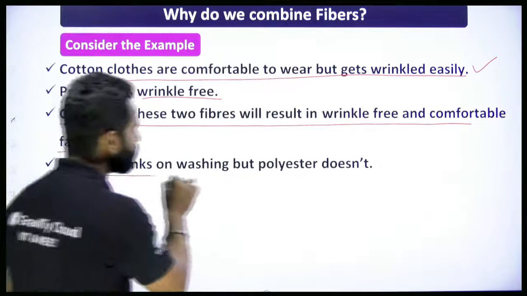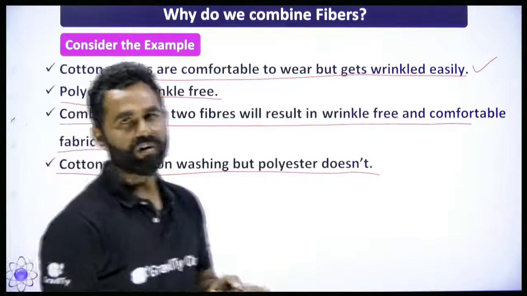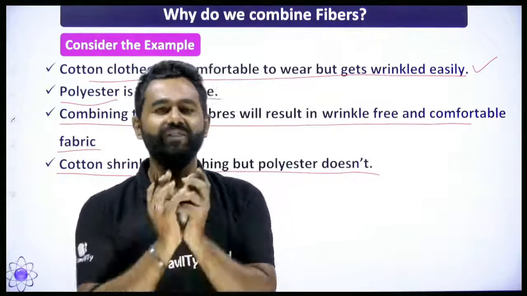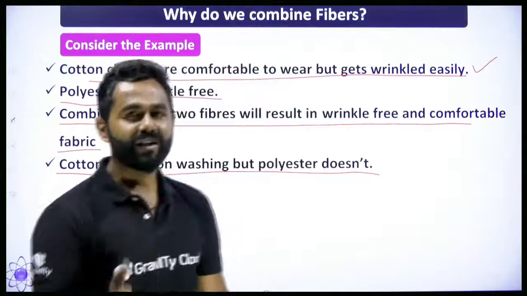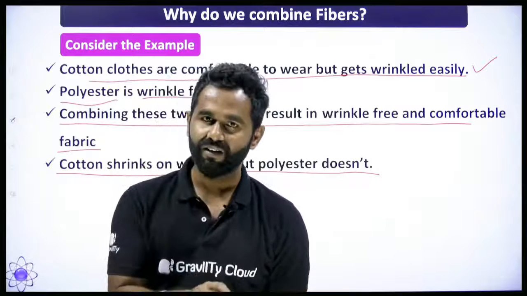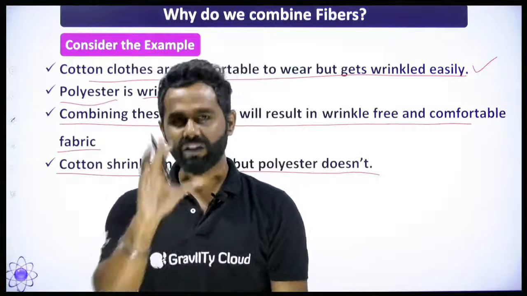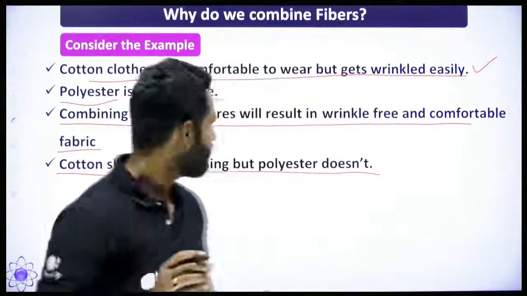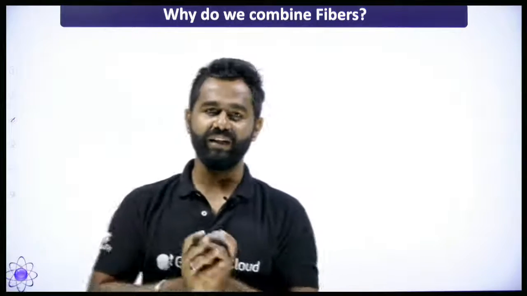Also, cotton shrinks on washing, but polyester doesn't. Cotton shrinks on washing, but polyester does not shrink. So when you mix them, the final cloth will not shrink much. It will shrink a bit, but not much. That means the limitations of using cotton are reduced. Cotton wrinkles, we reduced it by adding polyester. Cotton shrinks on washing, we reduced it by adding polyester. Right? Simple. So that is the reason why we combine fibers with each other.